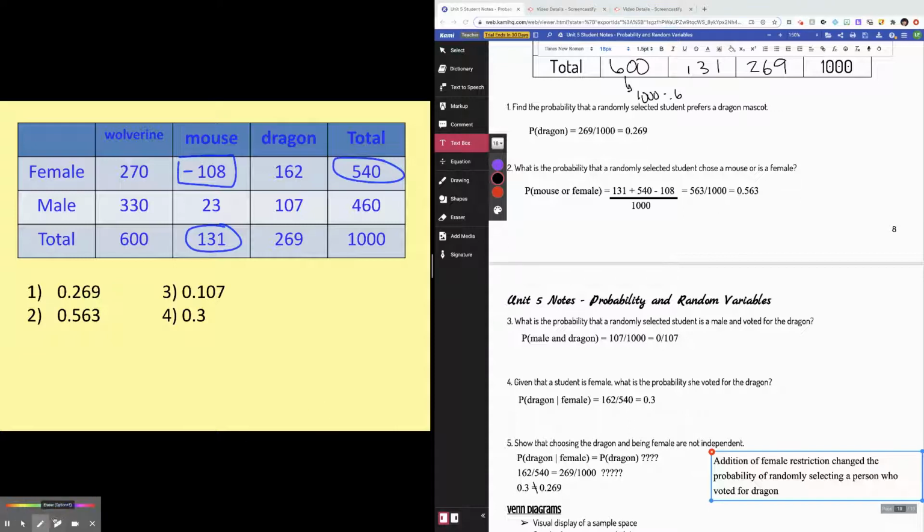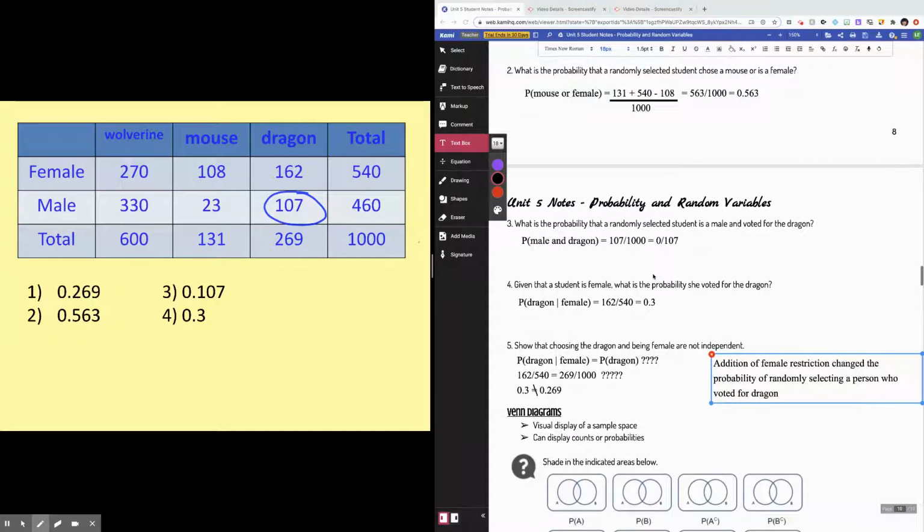That will tell you that you're looking at a conditional probability. Okay. For number 3, it says, what's the probability of selecting male and dragon? So remember, you're just looking for the intersection of those 2 categories, right? 107 divided by the total in the table, which is 1,000.